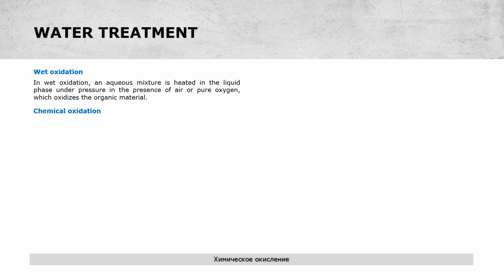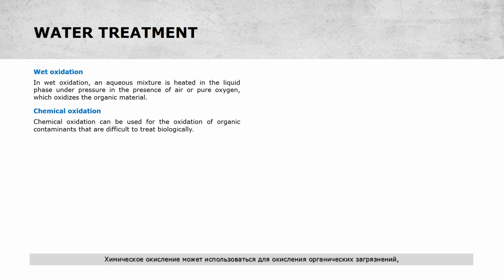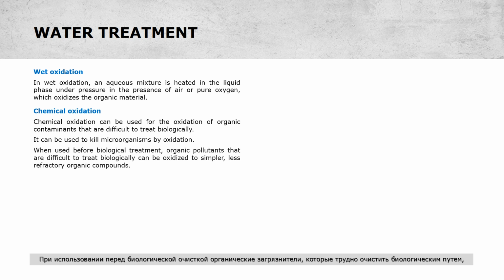Chemical oxidation. Chemical oxidation can be used for the oxidation of organic contaminants that are difficult to treat biologically. It can be used to kill microorganisms by oxidation. When used before biological treatment, organic pollutants that are difficult to treat biologically can be oxidized to simpler, less refractory organic compounds.